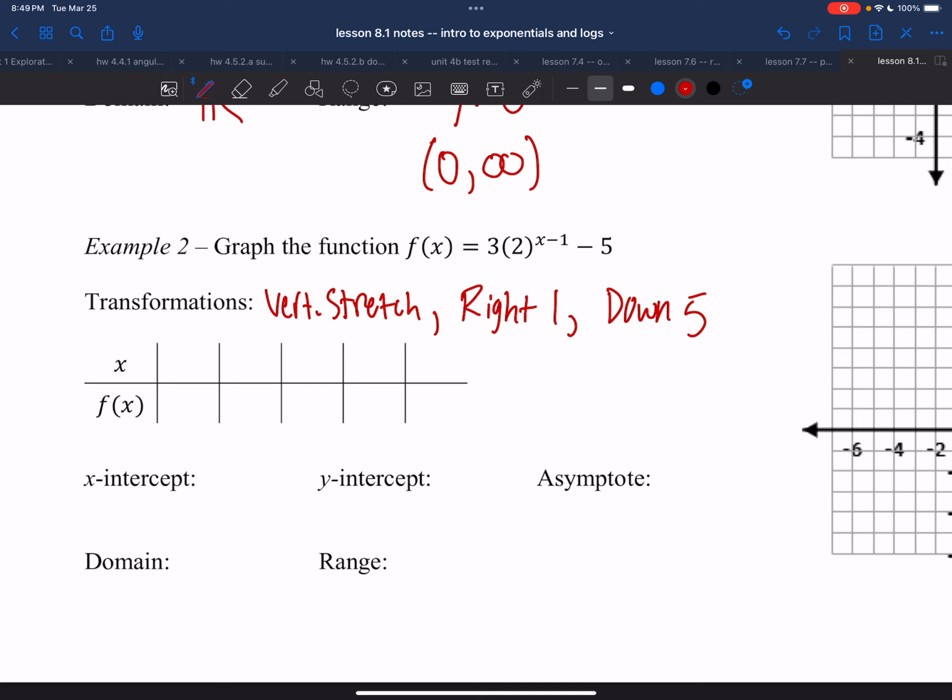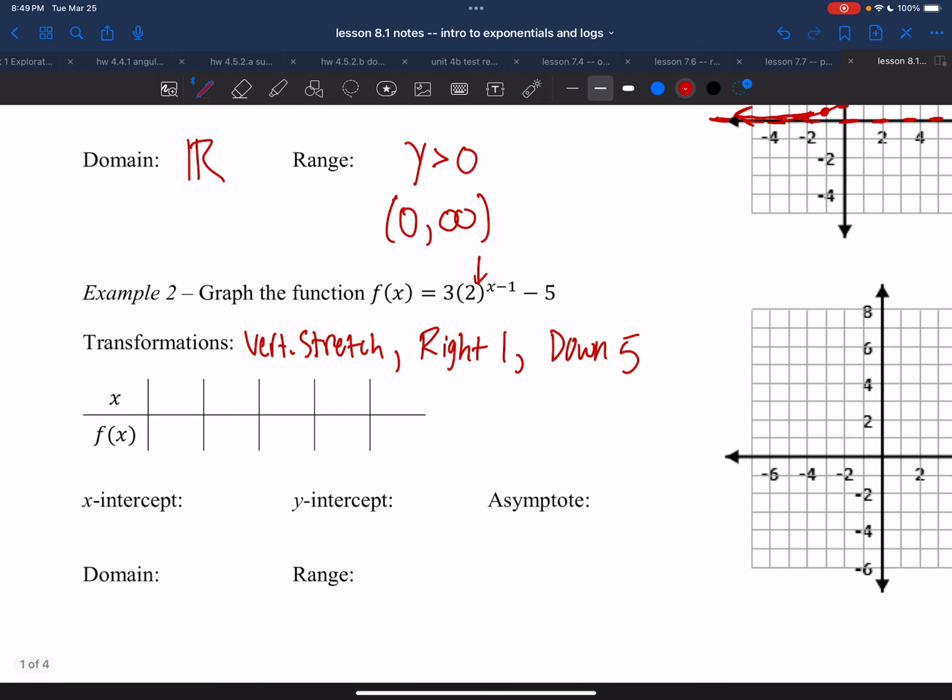Sometimes what students get confused here is they say, well, what's the 2 do? Does it do like horizontal compression or something? And it's like, well, no, the 2 is what the parent function is because it's 2 to the x. You know, it could have been 3 to the x or it could have been 5 to the x, but the function in question is 2 to the x. It's not doing anything. It's just that's the function, okay? The 3 stretches it, the minus 1 moves it right, the minus 5 moves it down.